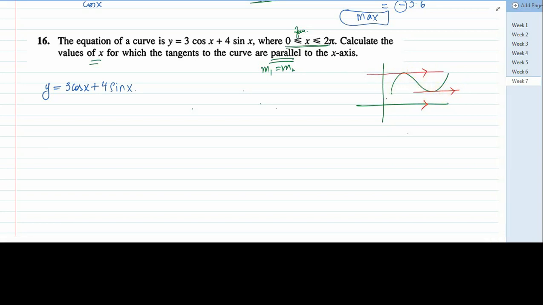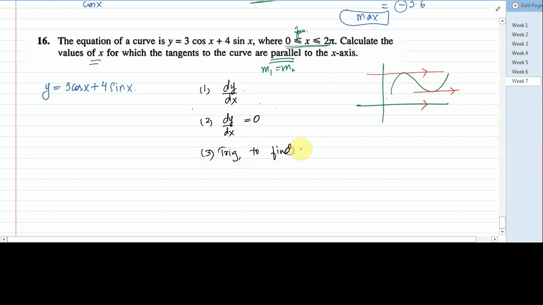So what you need to do is give it a try by yourself. At first, find out dy over dx. Second, equate dy over dx equals 0. Third, apply trigonometry to find x. Those are the steps of working I have written here, and you have a time of 5 minutes to complete the solution, and then I will start. So begin.